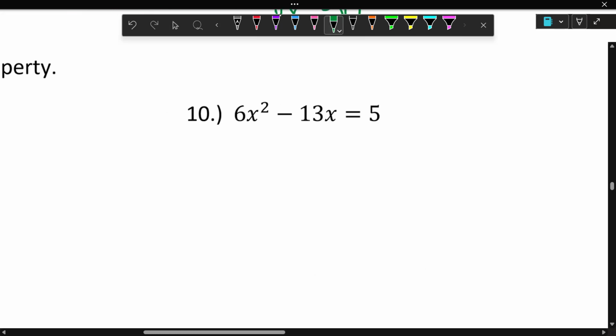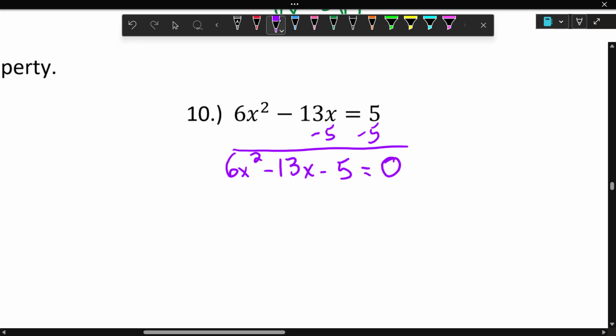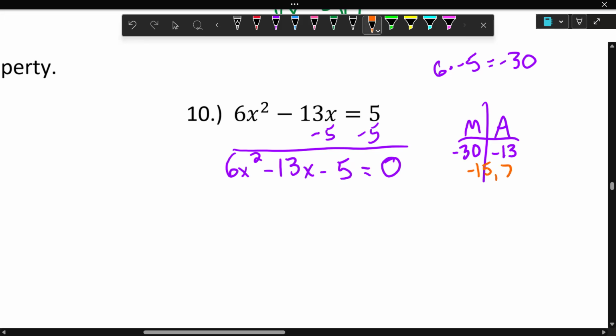Got another one here. This one's going to be a little bit more work. We got to subtract 5 again because we want it equal to 0. So 6x squared minus 13x and then minus 5 because there are no like terms. Now we need to do our MA table. Well, remember, we need to multiply the 6 and then negative 5. And that will be our product that we want. We want them to multiply to negative 30 and still add up to that middle number of negative 13. So negative 15 and 2 are the numbers that work for us.